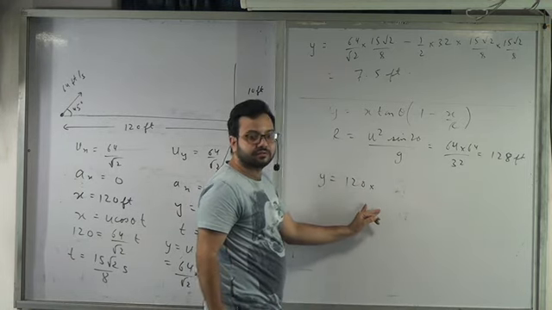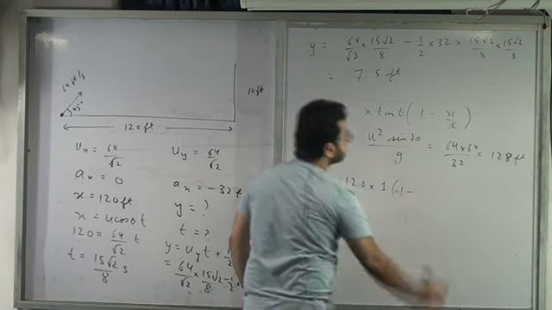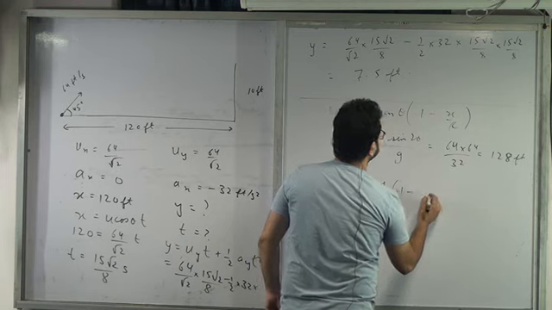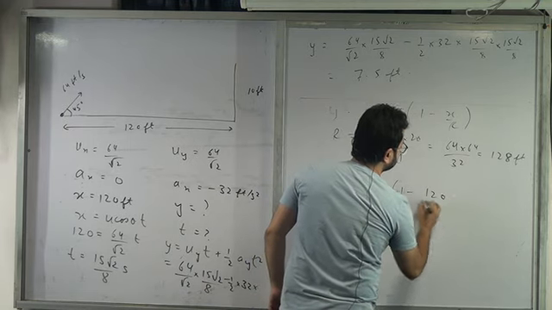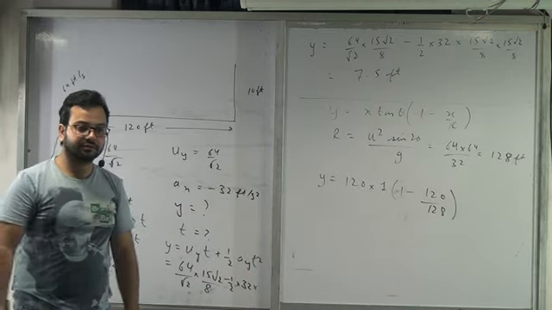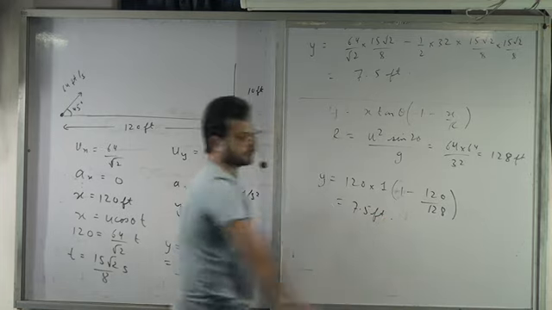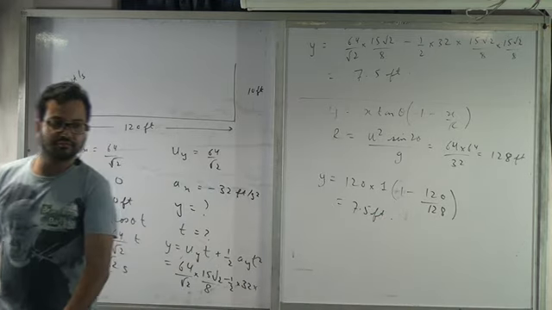What is tan theta? Tan 45 degree, yani ki 1, and then this is 1 minus x. What is x? 120, and the range is 128. That's it. So from here you will get 7.5 feet. Clear?